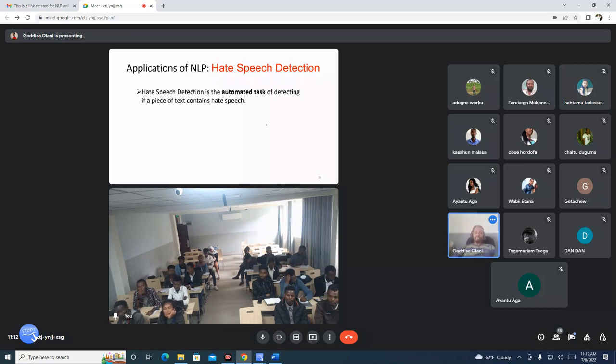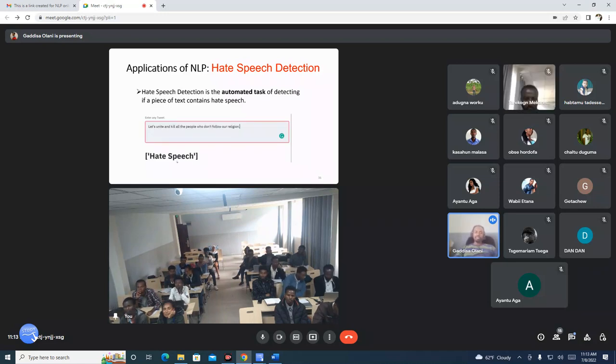So the task here is the process of automatically detecting hate speech from a given text. So for example, on Twitter: let's unite and kill all the people who don't follow our religion. So this is a religious hate speech.